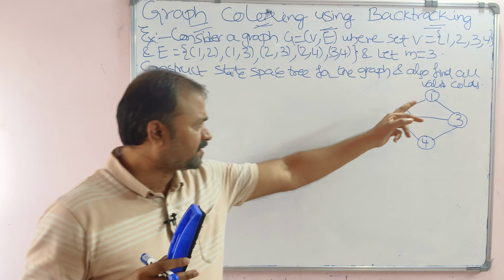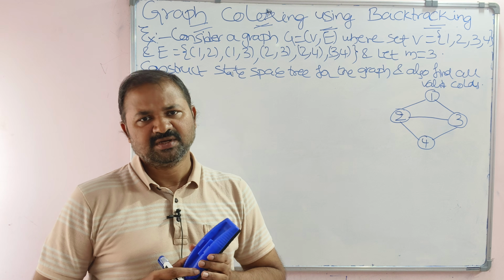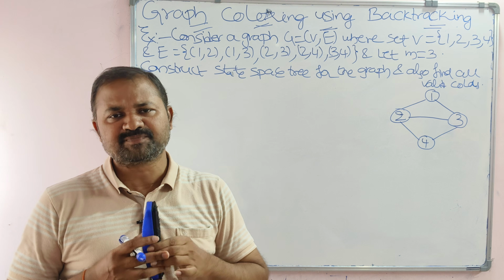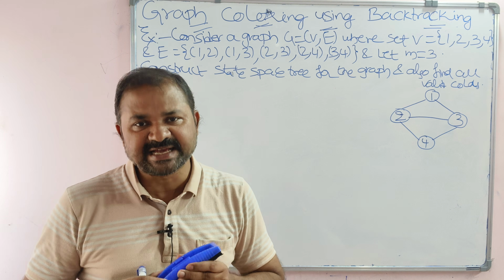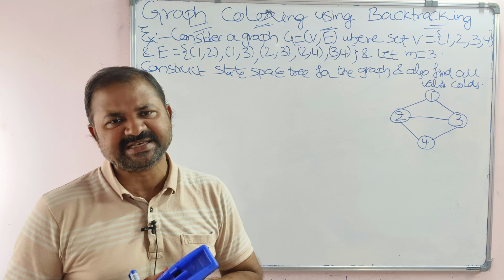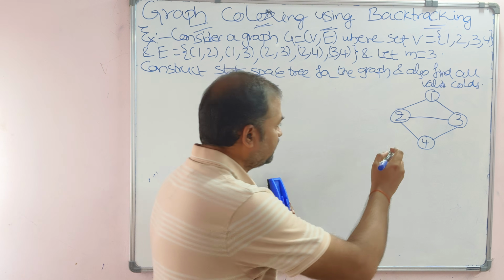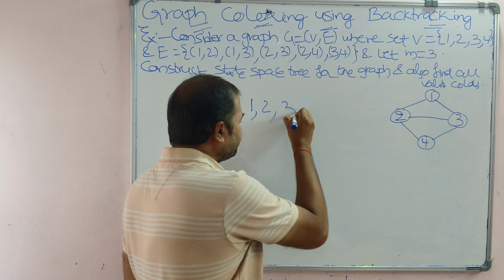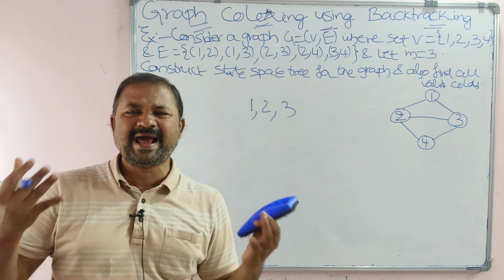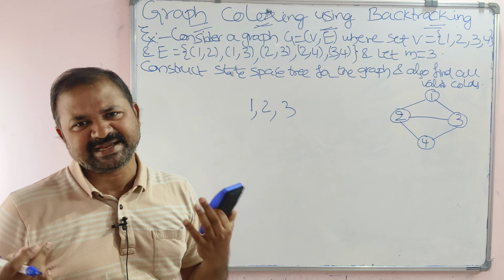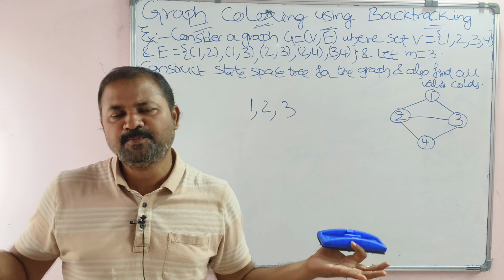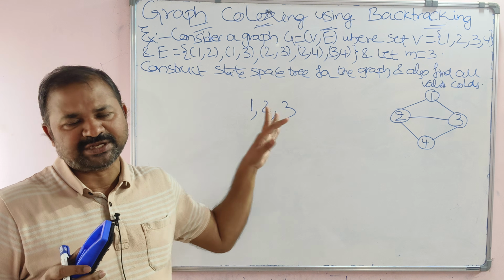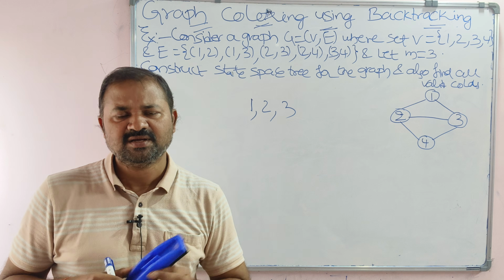Now we have to color the vertices of the graph. We know what graph coloring is. Graph coloring means coloring the vertices of the graph in such a way that no two adjacent vertices have the same color. Here we can use 3 colors, so let the colors be 1, 2, 3. Color 1 means any color, like white, black, red, green. Color 2 means any color, like white, pink, blue. For color names we are using 1, 2, 3.